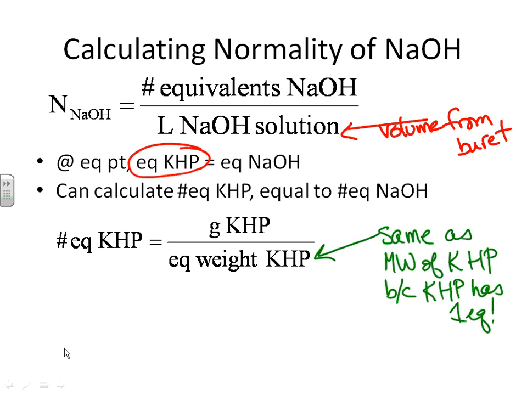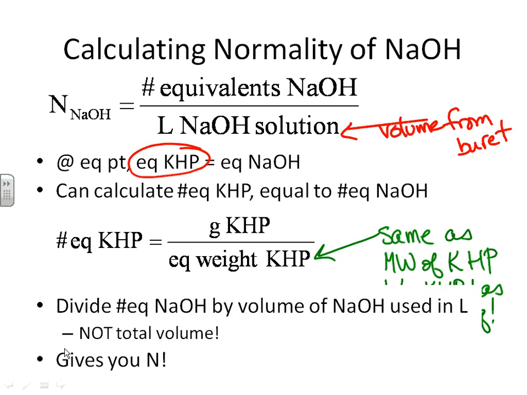So you can calculate the molecular weight of KHP. I know you're capable of doing that. And you need to understand that it's the same as what is called the equivalent weight of KHP. It's going to be the same number because KHP has one reacting hydrogen. Every 1 mole of KHP produces 1 reacting hydrogen. So the equivalent weight of KHP is the same as the molecular weight of the KHP.